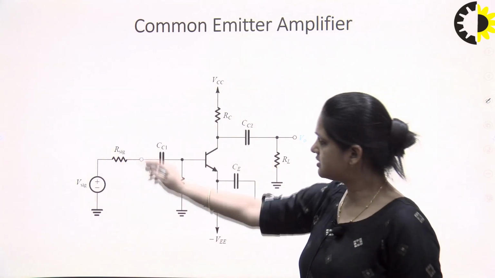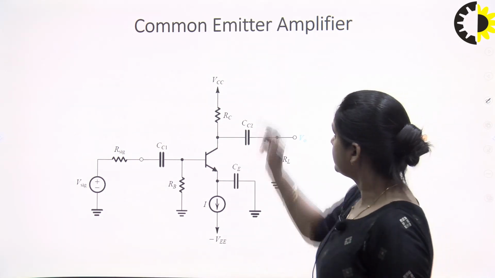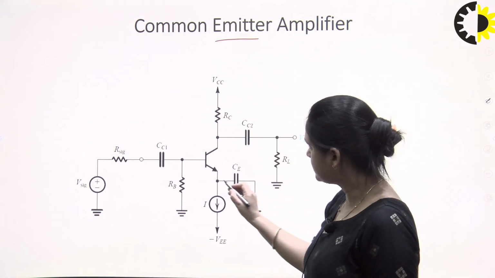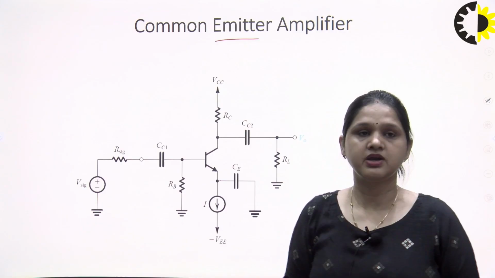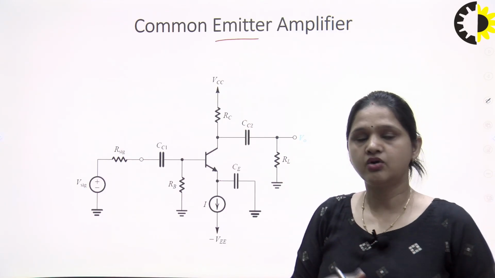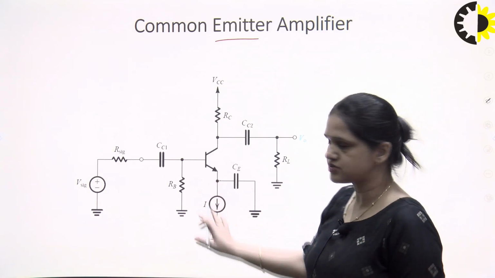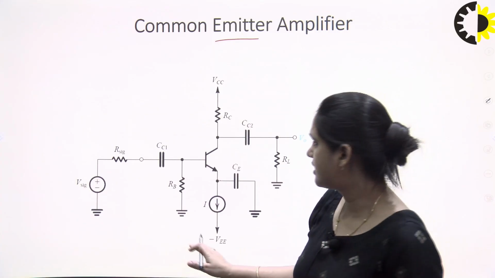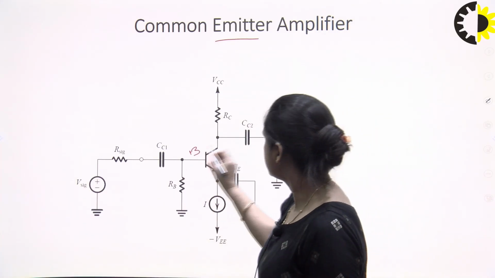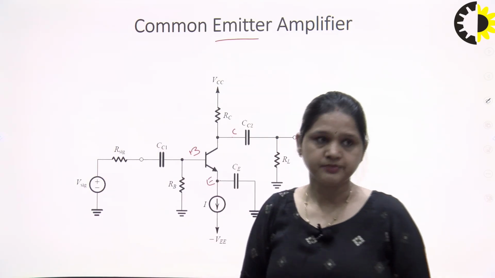So, this is the circuit diagram for the common emitter amplifier. For a common emitter amplifier, the emitter node is common. That means we apply the input at the base and take the output from the collector, because the emitter node is common. So, in a common emitter amplifier, input is applied at the base, output is taken from the collector, and the emitter node is common.